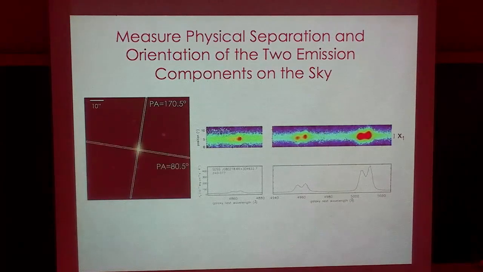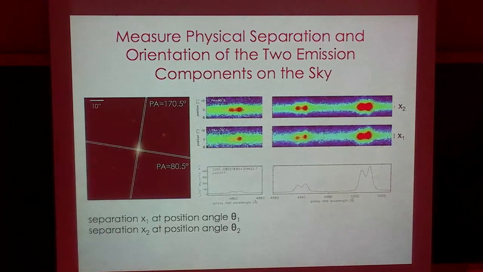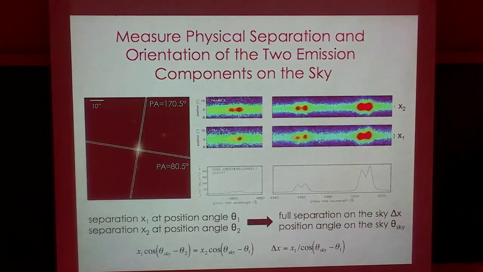Let's observe again at the orthogonal position angle. That gives us this spectrum. So we've still got the two emission components. This time they have a much smaller spatial separation along the slit, call it X2. So we've observed this galaxy at two orthogonal position angles, measured two separations between the emission. So we can combine all this to give us the full separation on the sky of the two emission components.